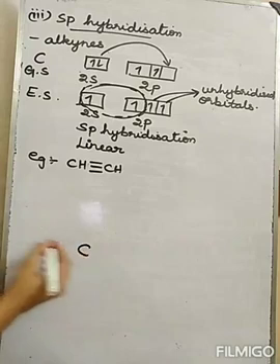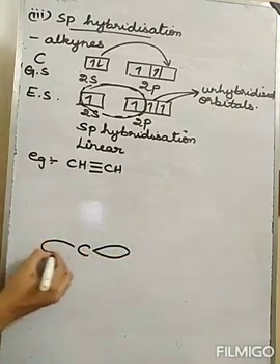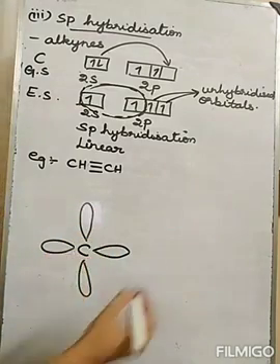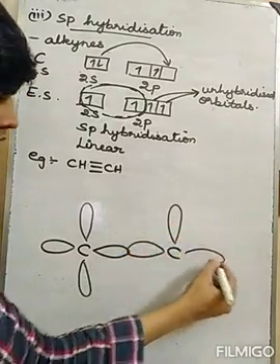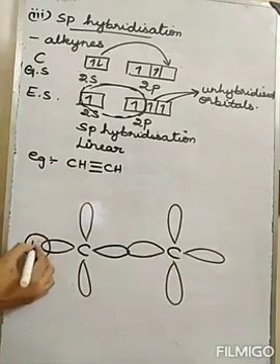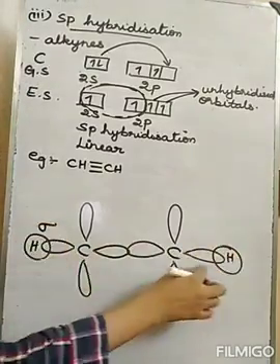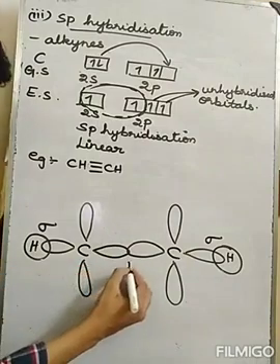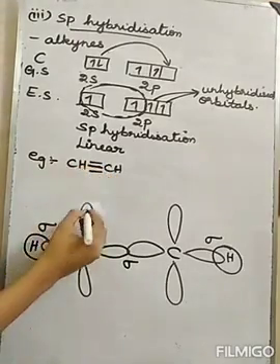So carbon, I should draw 4 orbitals for carbon. 1, 2, 3, 4. 4 orbitals for carbon. And another carbon. 1, 2, 3, 4. 4 orbitals. 1 hydrogen. It will form head-on overlap. So head-on overlap is sigma bond. Here also it is sigma bond. Here head-on overlap, so sigma bond, that is the first bond in the triple bond.